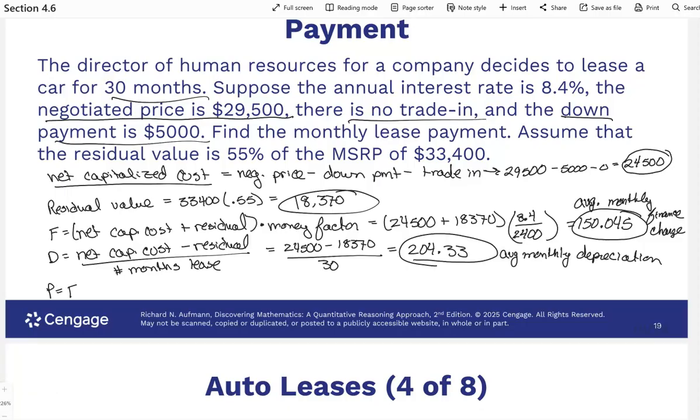Payment is the finance charge plus the depreciation. So 150, I'm going to round this to the nearest cent, 05, and this was 204.33. Would be 354.38. So that's my monthly payment.